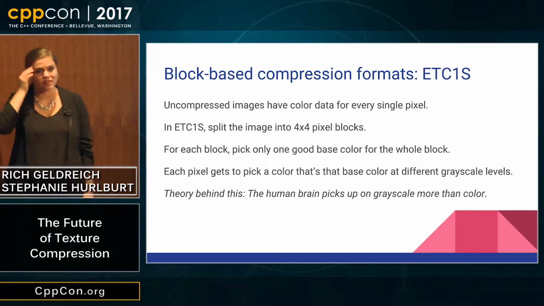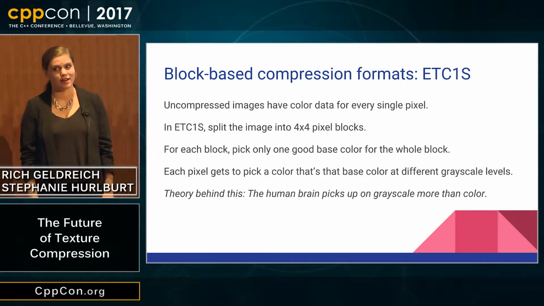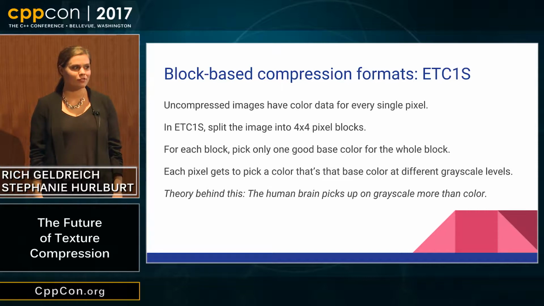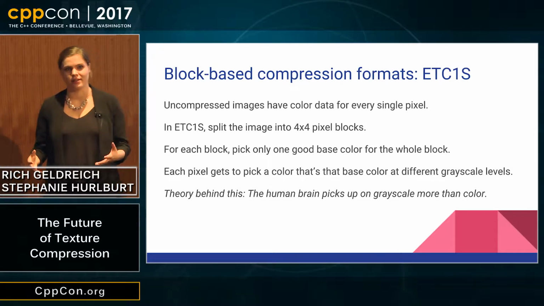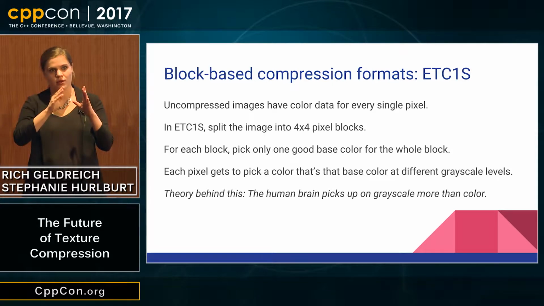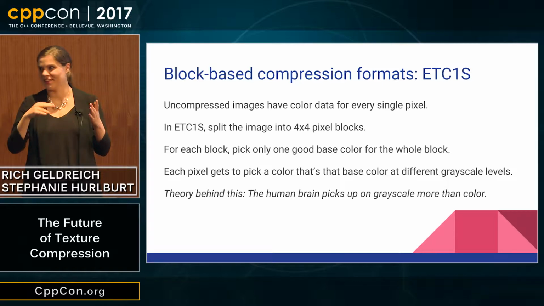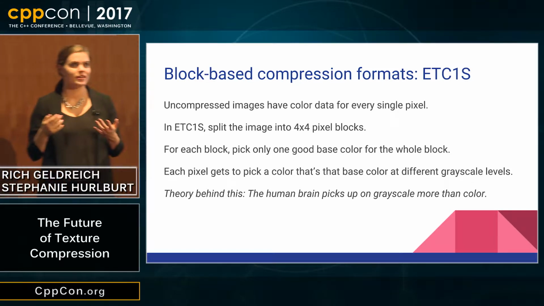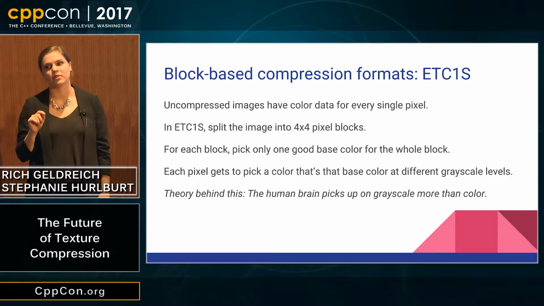ETC1S covers all mobile devices except really old iOS. It's actually a really amazing format with a simple concept behind it. You split the image into blocks. You assign each block only one color, just one color per block. The blocks are 4x4. Nice. And each pixel within the block gets a grayscale value of that color.